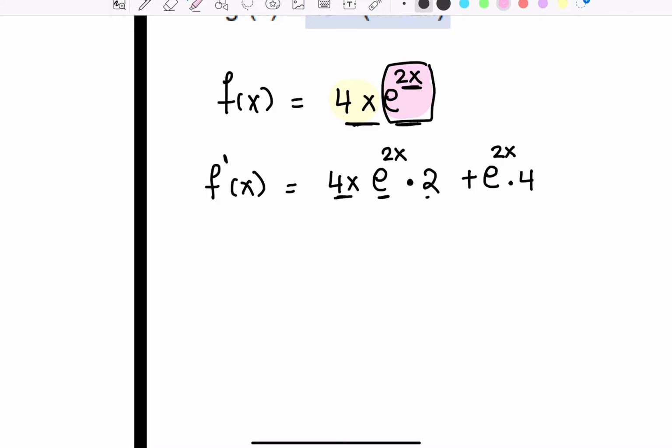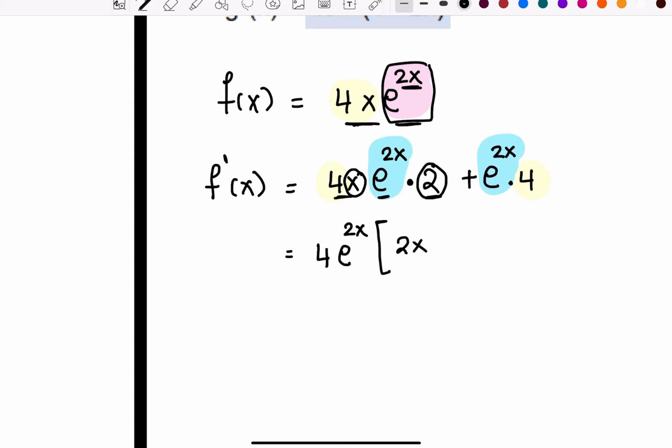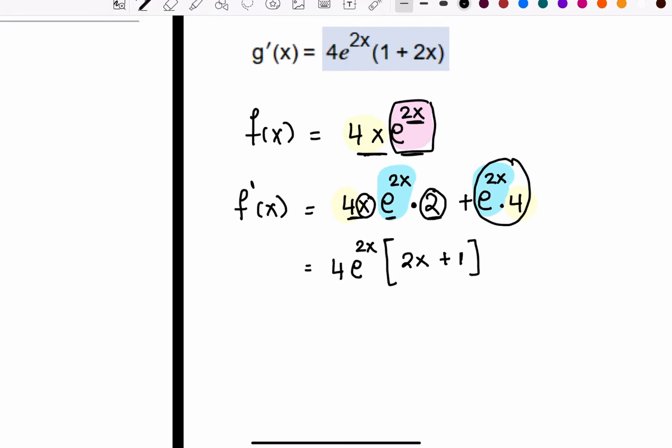And now if you look closely here, I have e to the power 2x on both the functions, and I also have this little 4 on both the functions. So I can factor that out. So when I factor 4 e to the power 2x, what am I left with? Here I'm left with 2 and x, that is 2x. Here I'm left with nothing, that means I have a 1. Now, if you multiply, you have to get back to the function. So this is going to be your final answer.